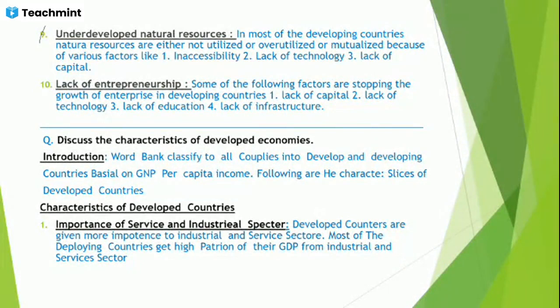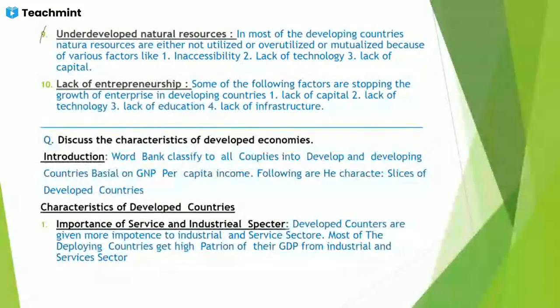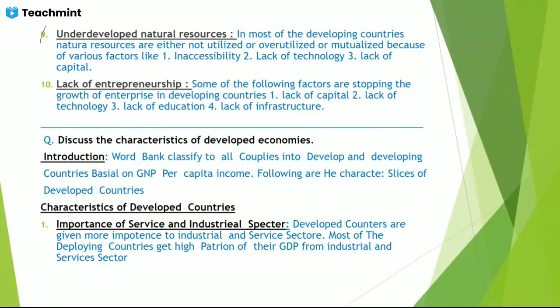And the ninth one is underdeveloped natural resources. This is one of the characteristics in India. In most of the developing countries, natural resources are either not utilized, that means they are not utilizing them, or overutilized, that means they are exploiting them more than their needs, or misutilized. Correct the spelling here. Misutilized means they are utilizing them in a wrong way, because of various factors like inaccessibility, that means they are not accessing properly, lack of technology, because they don't have technology to find the resources, and lack of capital, or lack of money. Capital means money.